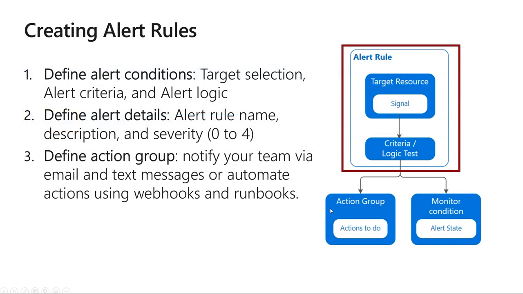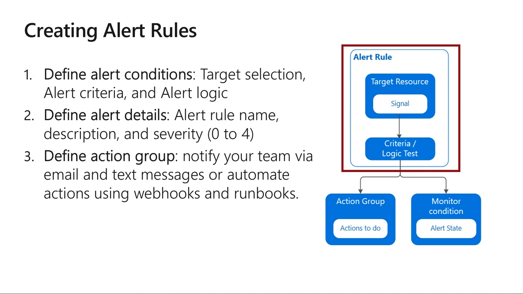And creating the alerts, there are 3 steps: define alert condition, define alert details, and define action group. So the alert rules are separate from alerts and the actions that are taken when the alert triggers or fires. Fires is the Azure preferred word. The alert rules capture the target and criteria for alerting. The alert rules can be in the enabled or disabled state. Alerts only fire when it's enabled.